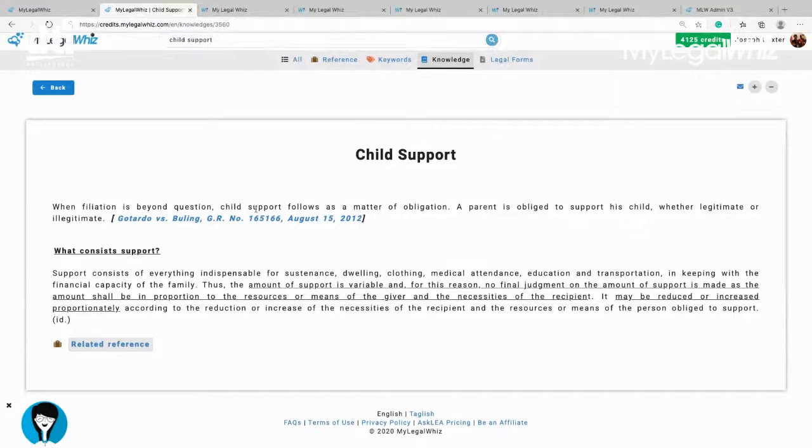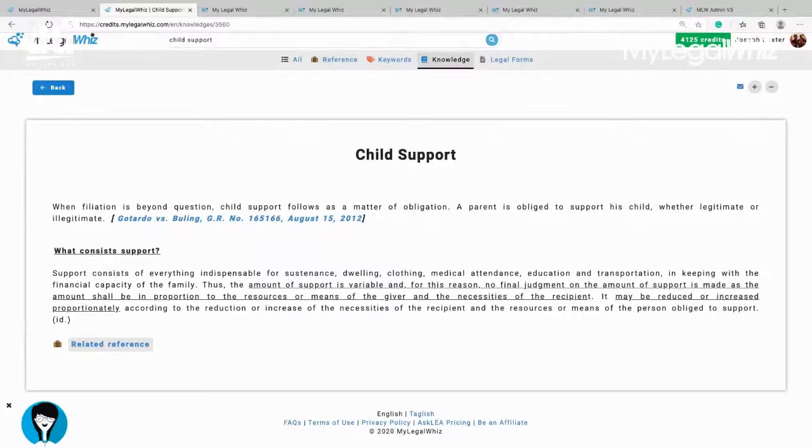Sabi dito, child support follows as a matter of obligation. A parent is obliged to support his or her child, whether legitimate or illegitimate. In other words, whether kasal ka or hindi, boyfriend or girlfriend, obligado po silang mag-support sa kanilang mga anak. So, in other words, it's not only for business. MyLegalWhiz, you can use it for business. It's very, very helpful, but you can also use it for your personal and family legal concerns. So kayo, ma'am, if you have questions, you can just ask Leia or research.